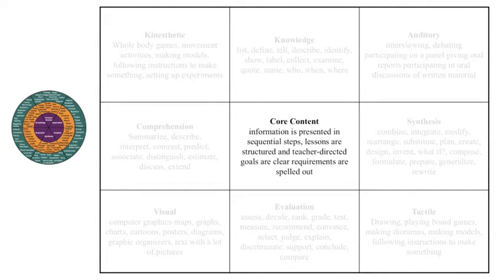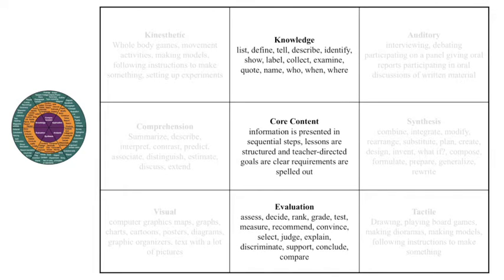So, one of the first approaches you can take is the vertical approach. This is where we look at knowledge and evaluation. These are two standard ways information is presented and displayed by students. You might have them list things, label, name, identify the who, what, where, and when. When it comes to evaluation, they might learn to assess, decide, rank, or even compare different topics.